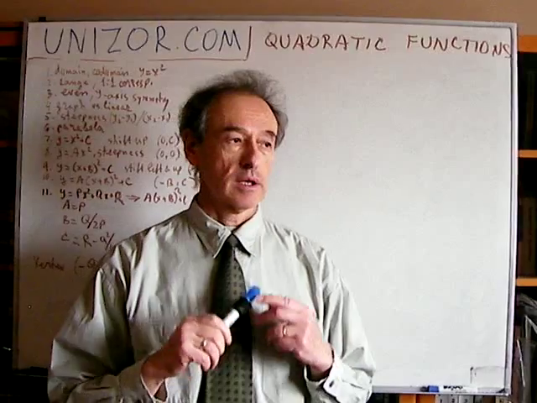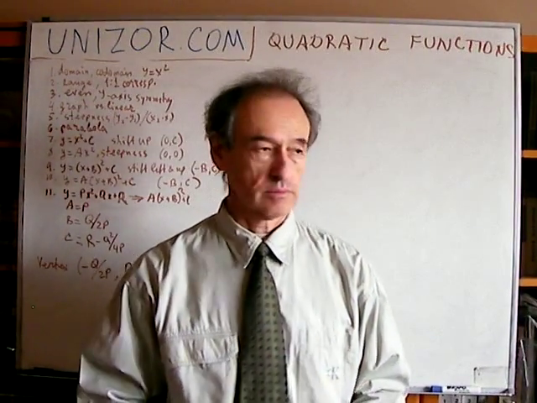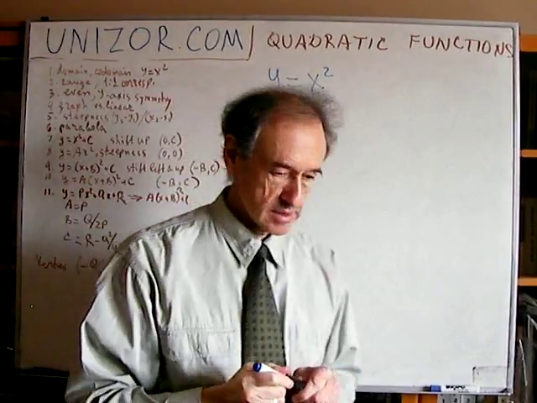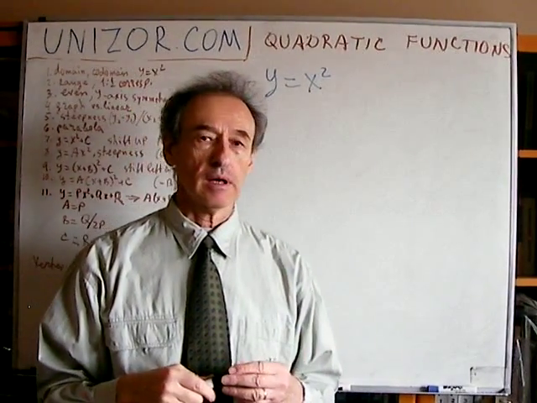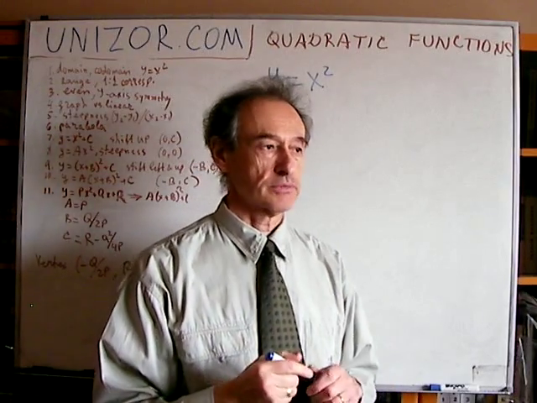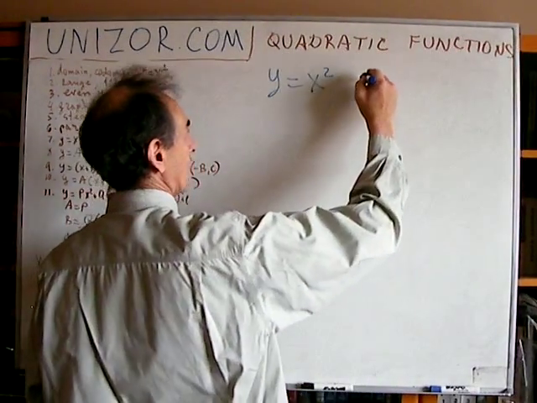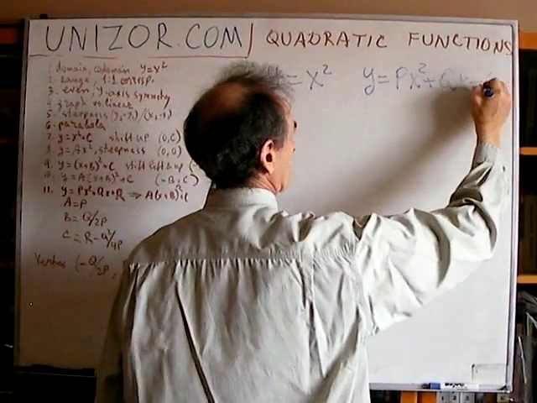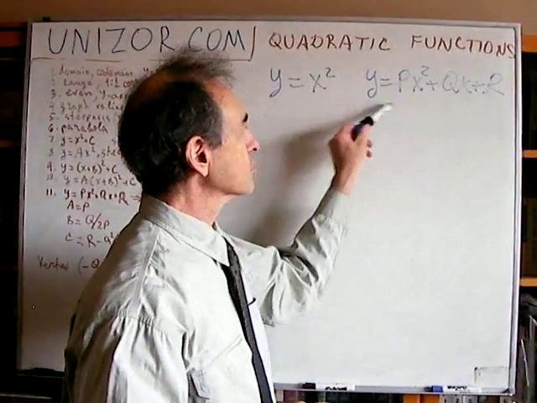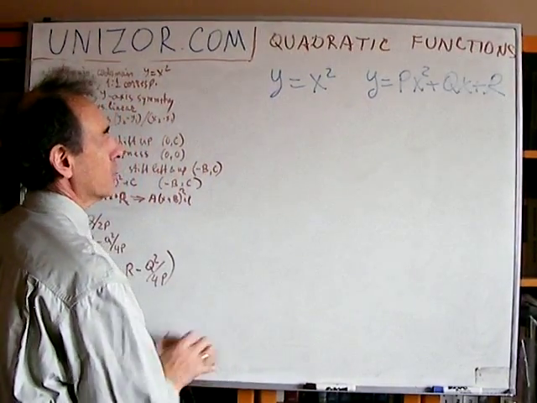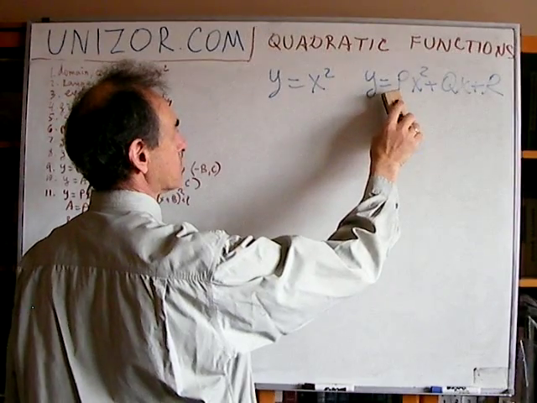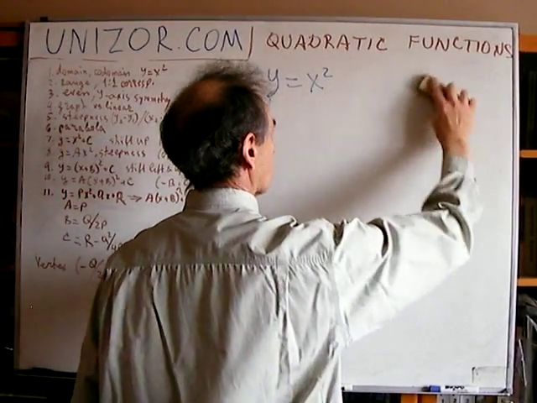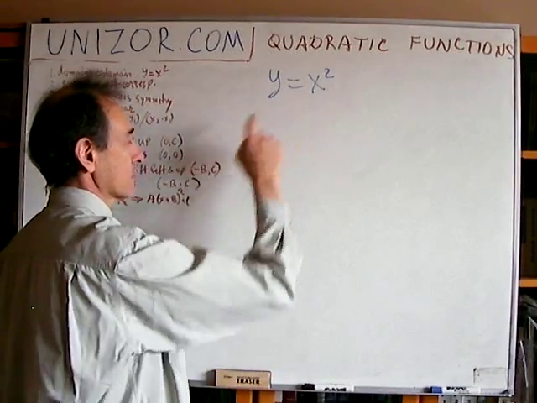So, let's start with the simplest quadratic function. The simplest quadratic function is this: y is equal to x squared. Now, it's basically a particular case of the most general quadratic function, which I can write like this. So, this is the most general one, but we are not considering it right now. We are considering this function with p equals 1 and q and r equal to 0. So, this is for later. Right now, we are concentrating on the most simple one.